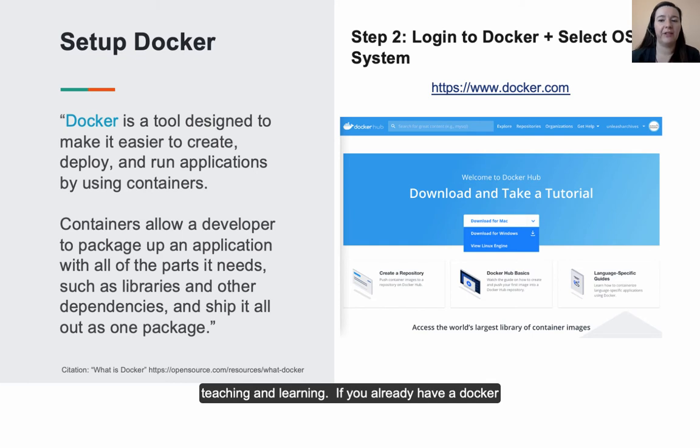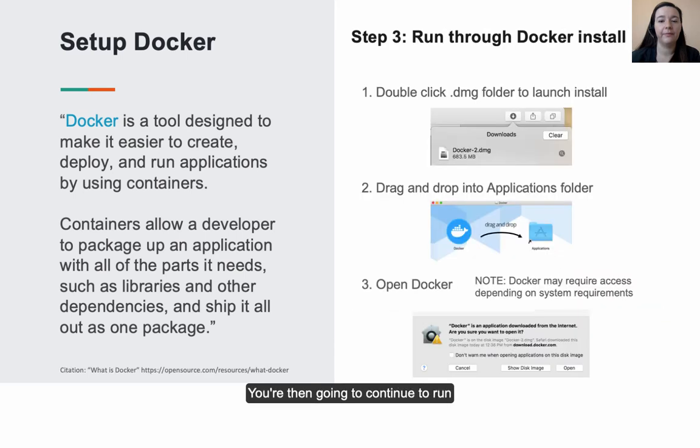So if you already have a Docker account, please feel free to log in now. If you don't, you can sign up for a free Docker ID at docker.com. And once you've logged into your account, you can then download the appropriate OS install for Docker Hub. You're then going to continue to run through the install process. Here we've just illustrated those steps.